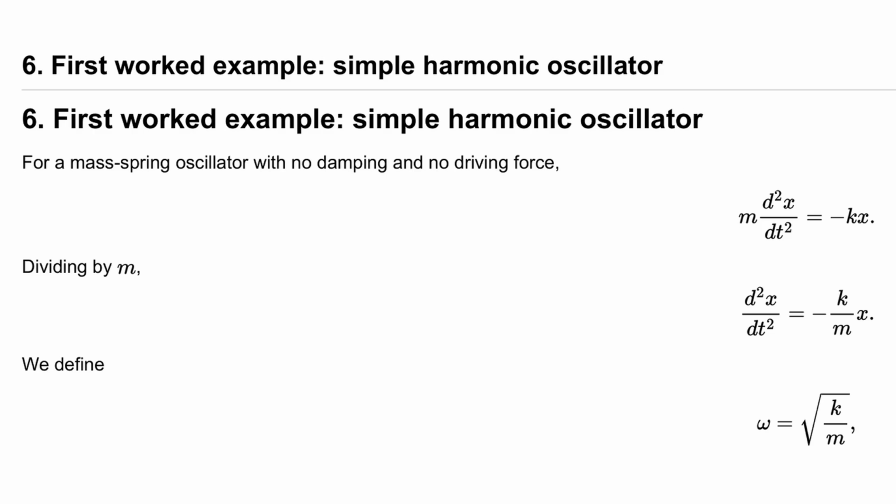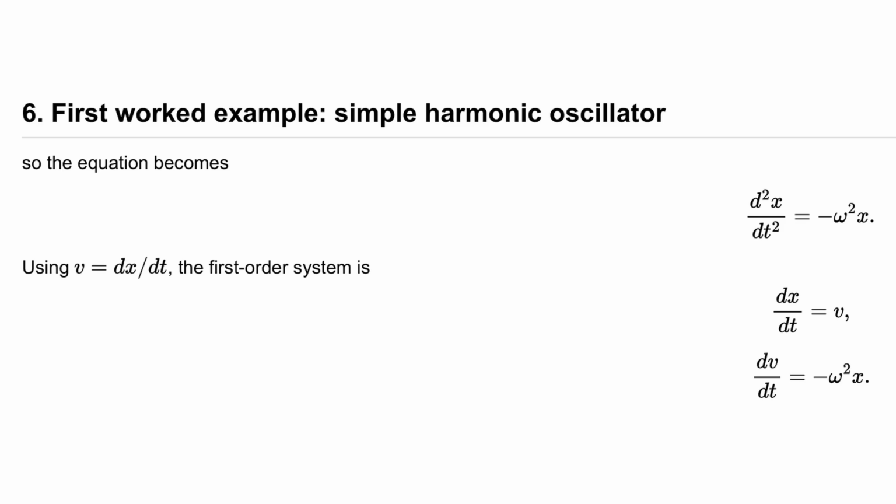We start with the physical equation where mass times acceleration equals the restoring force, negative k times x. By dividing by the mass and defining the angular frequency, omega, as the square root of k over m, we arrive at our standard second-order form. Now we perform the conversion to a first-order system. We define the rate of change of displacement as velocity and the rate of change of velocity as the acceleration from our previous equations.